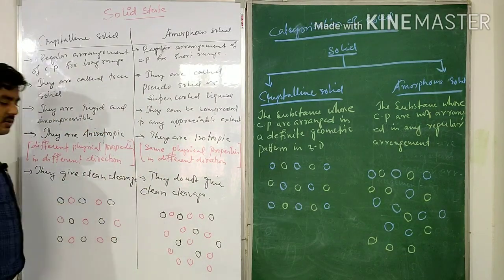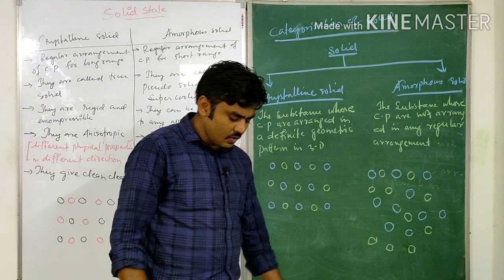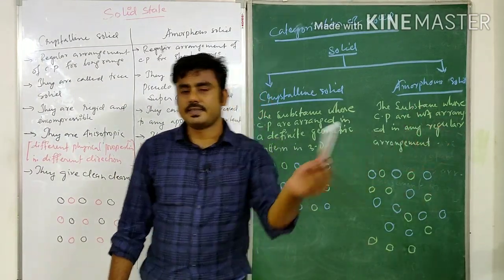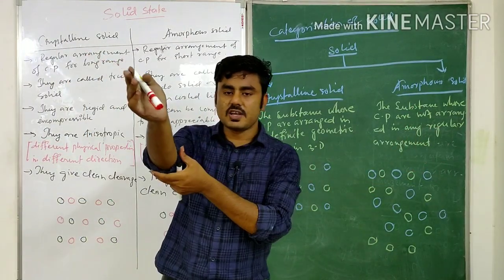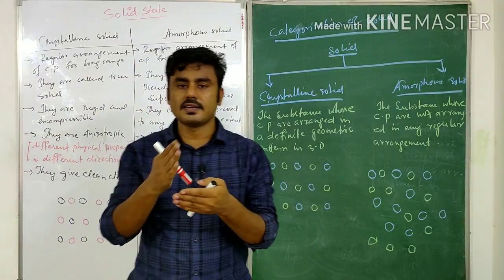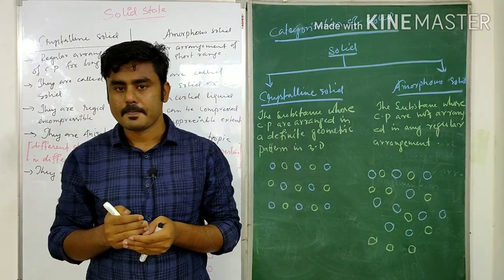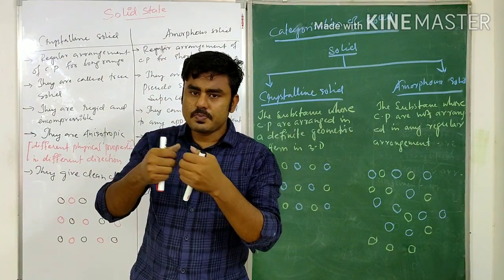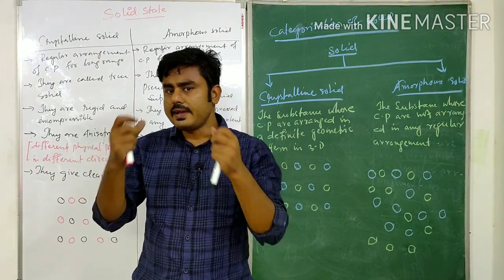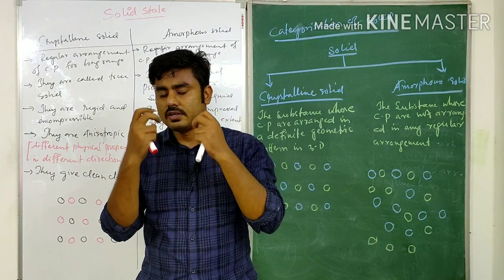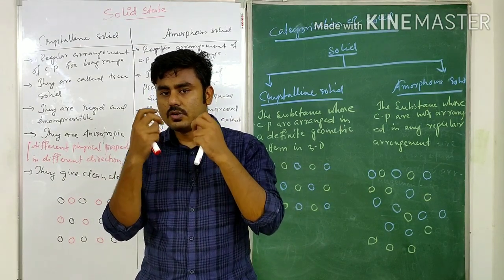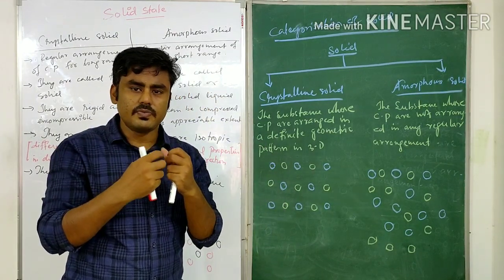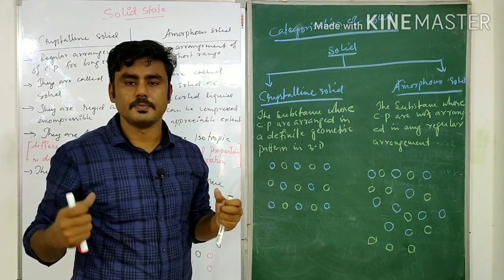So they keep doing cleavage. That means when you try to cut a crystalline solid with a sharp knife, as soon as you cut the crystal, it will split into two pieces, and the newly generated surface or the newly generated planes will be very smooth and very shiny.